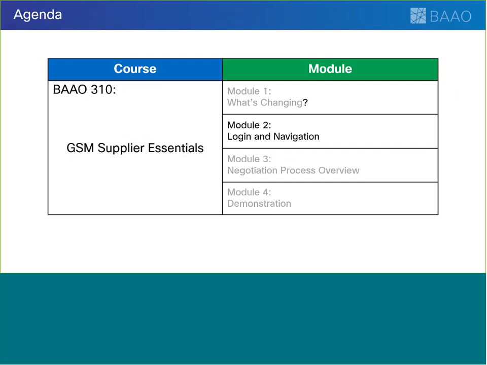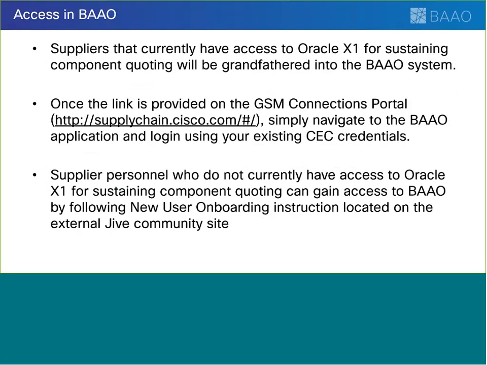Now we'll move on to a general overview of BAAO access, login, and navigation. Suppliers that currently have access to Oracle X1 for sustained component quoting will be grandfathered into the BAAO system. The same user credentials that you have today that allow you access to Oracle X1 will allow you access to BAAO when we go live. Once the link is provided on the GSM Connections portal, simply navigate to the BAAO application and log in using your existing credentials.